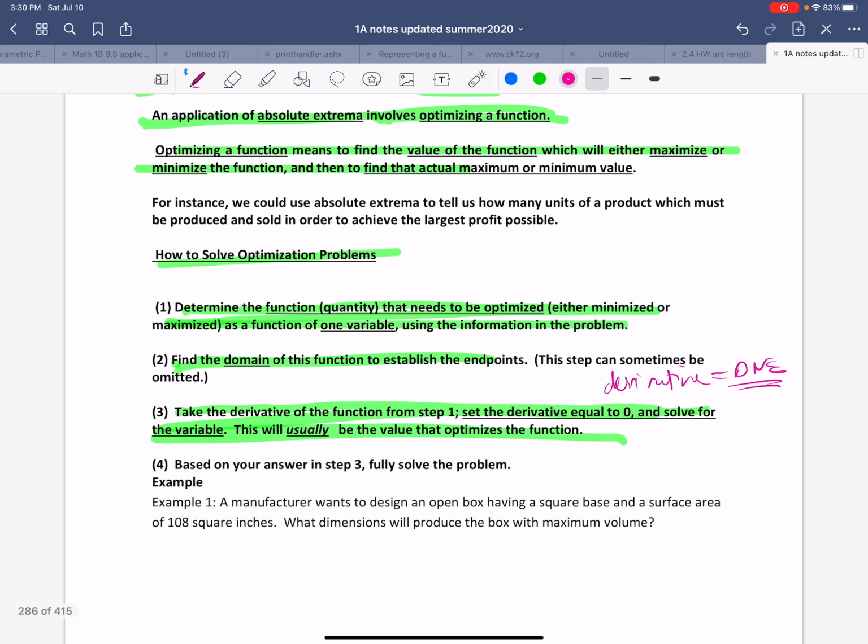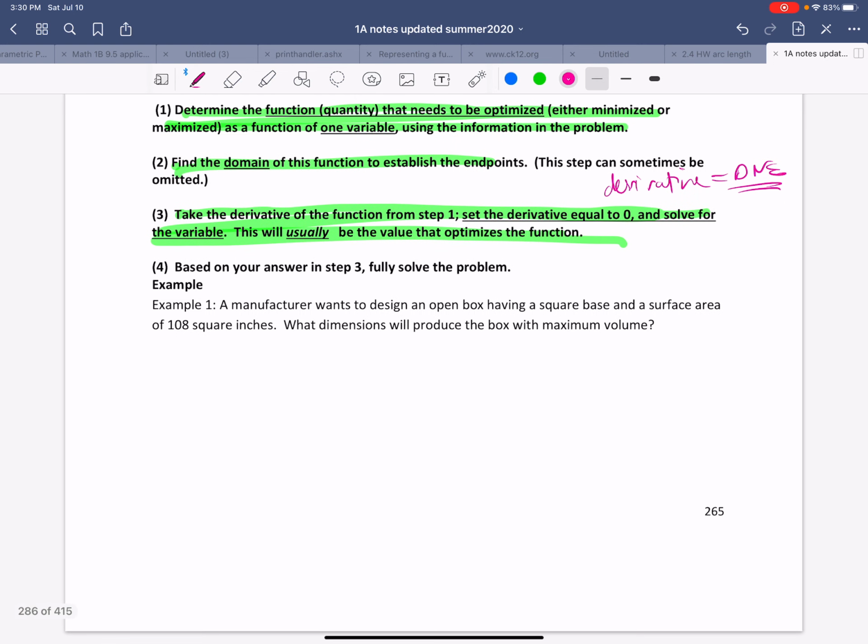Let's look at an example. A manufacturer wants to design an open box having a square base and surface area of 108 square inches. What dimensions will produce the box with the maximum volume?